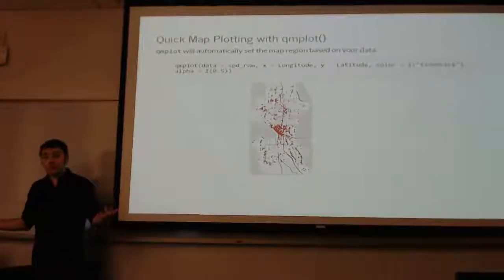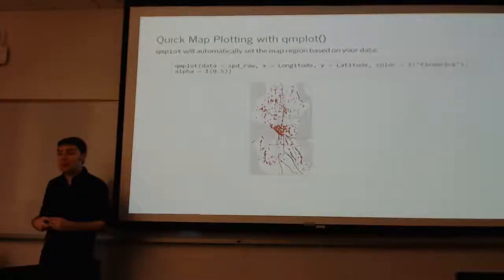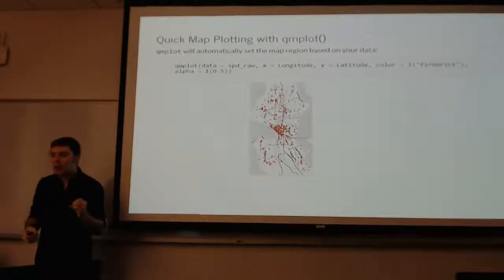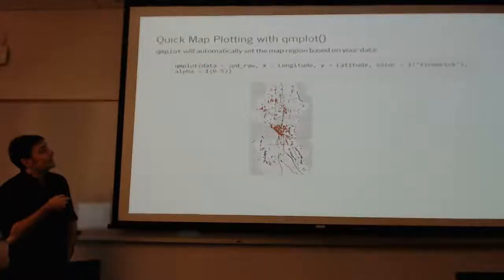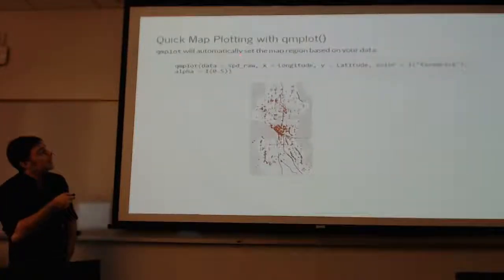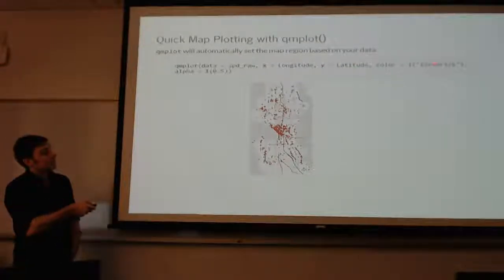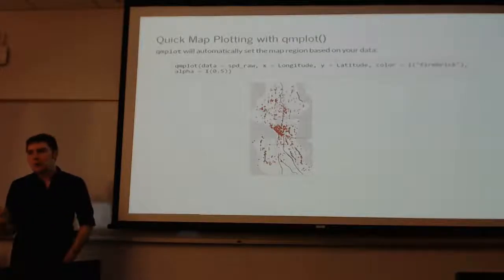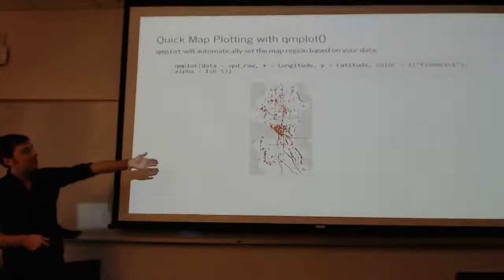And then I'm just going to run qmplot. Qmplot is the quick map plot function in ggmap. It takes default geometries and things like that and just spits out a quick point map for whatever you give it. So the only thing I did here is I said qmplot, the data is equal to SPD raw, which was this data I read in here. I just say x is longitude, y is latitude. The color is firebrick, because I wanted red points, because it might be hard to see black-white points. And I made them about half transparent. Then it spits out this.